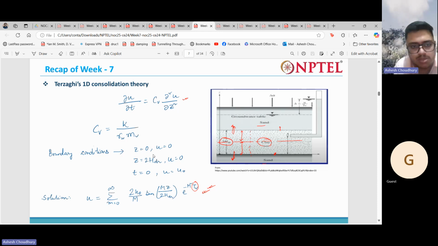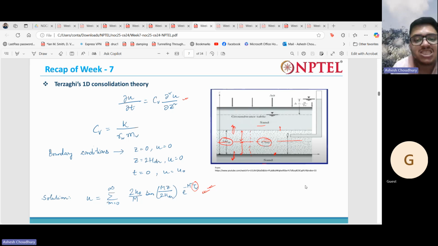So Terzaghi's one-dimensional consolidation theory actually enables us to do this calculation, to find this out, to calculate how much time will be required to achieve a certain amount of consolidation settlement.